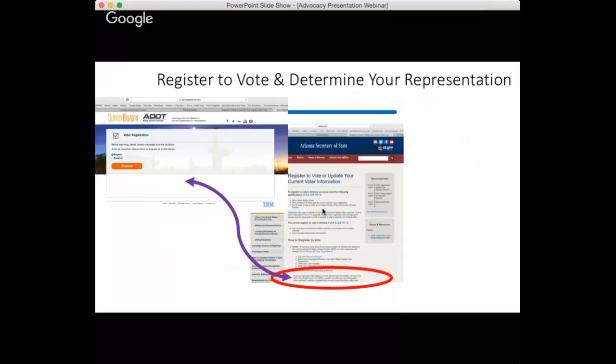You can also sign up right away to vote by mail, get your ballot in the mail, and then you don't have to worry about going to a polling place on election day. So that's my pitch on voting. We're 2 years in advance, so time to hop on it early.